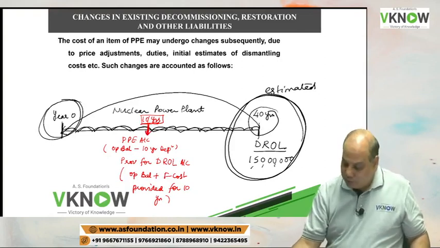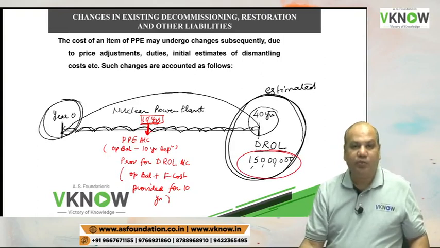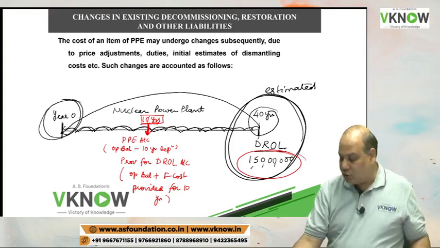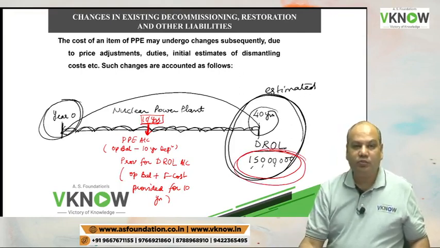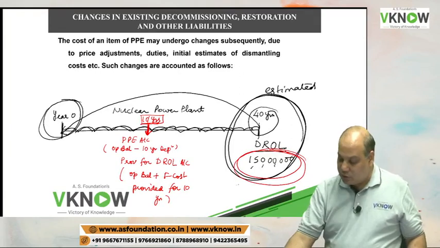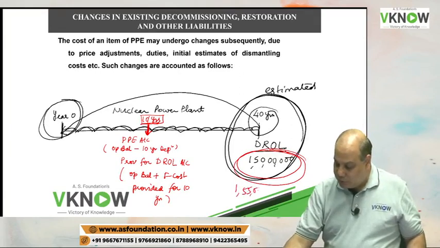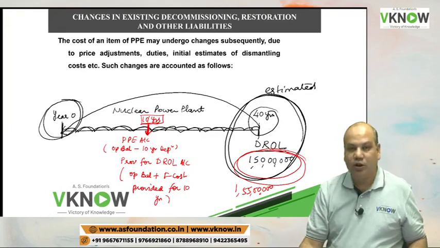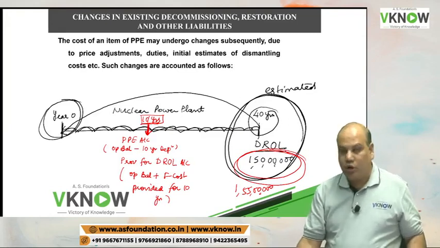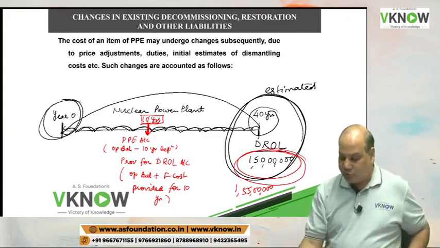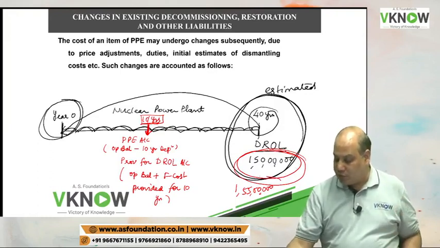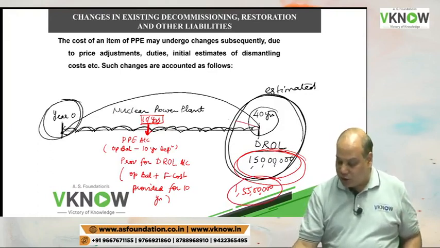But the problem is this estimate may change. Oh my God. You may think no, 1 crore 50 lakh is not a correct estimated figure. It should be 1 crore 55 lakh. You think that the material cost may go up, the labor cost may go up, or any other technology cost may go up, or even the discount rate may change, because it was based on a certain discount rate, so that can also change. So my decommissioning obligation has changed here.